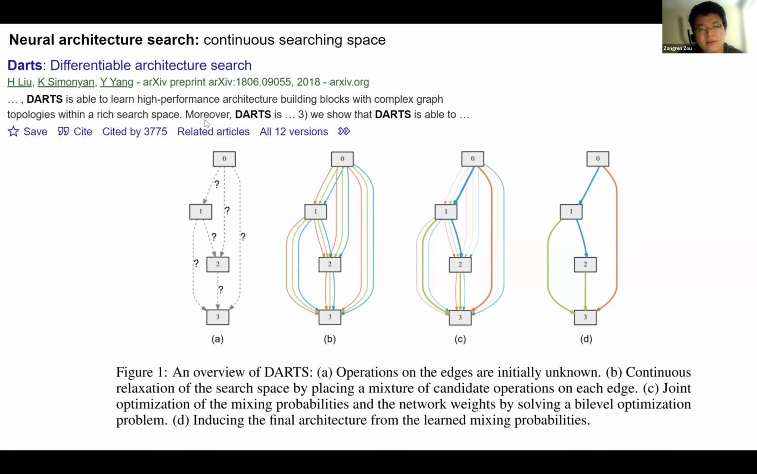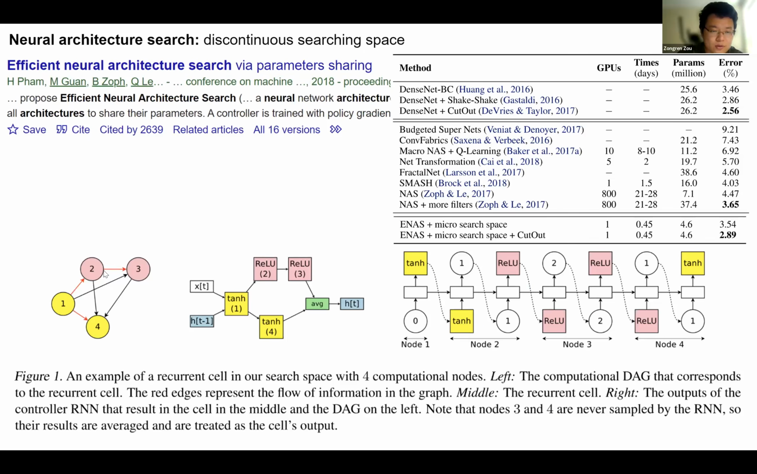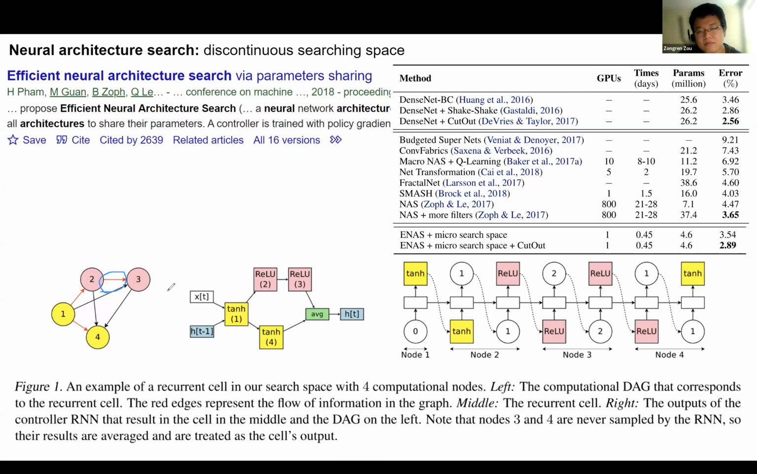So the main reason why in the previous 2 papers people use reinforcement learning is that it's hard to do gradient descent on discontinuous parameters, like for instance, to find whether this connection exists. It's really hard to do gradient descent. And then if gradient descent cannot be applied, how do we learn this connection? That's why they use reinforcement learning and another controller to deal with this discontinuous searching space issue.